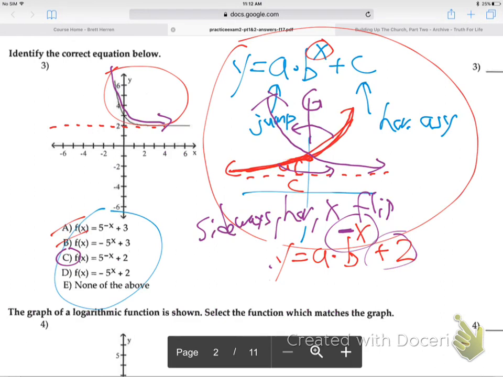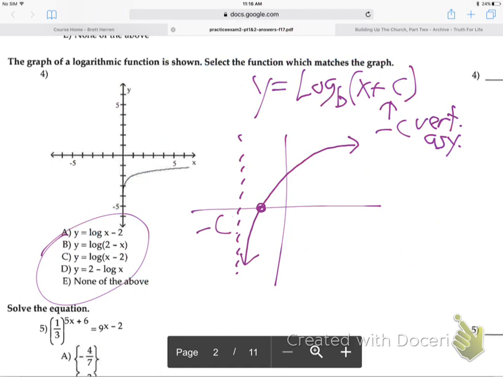For the exponential, see that C is not in the parentheses because it's a Y thing. You move the dotted line up or down, don't you? Everybody good with that difference? Okay. So what are we looking at?